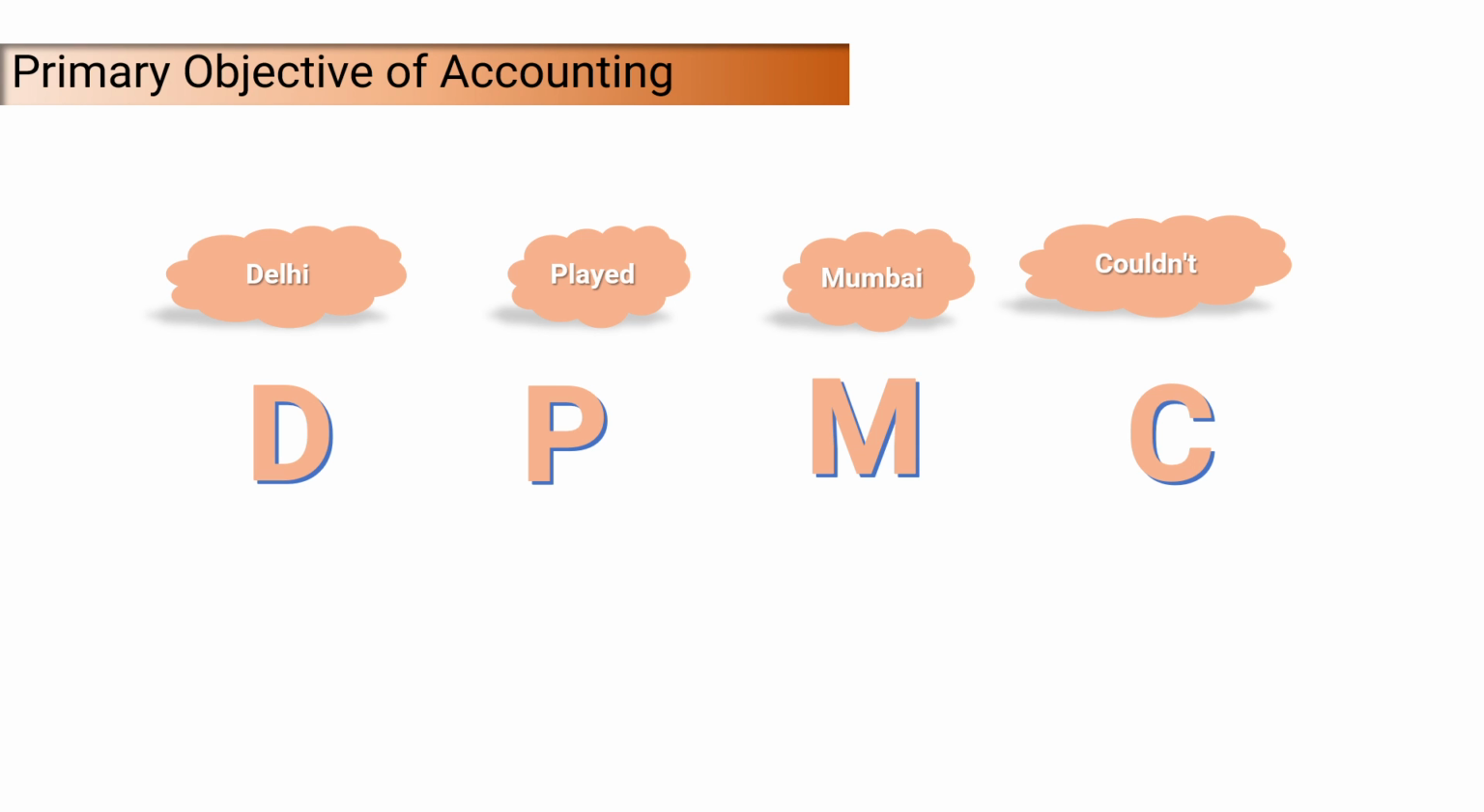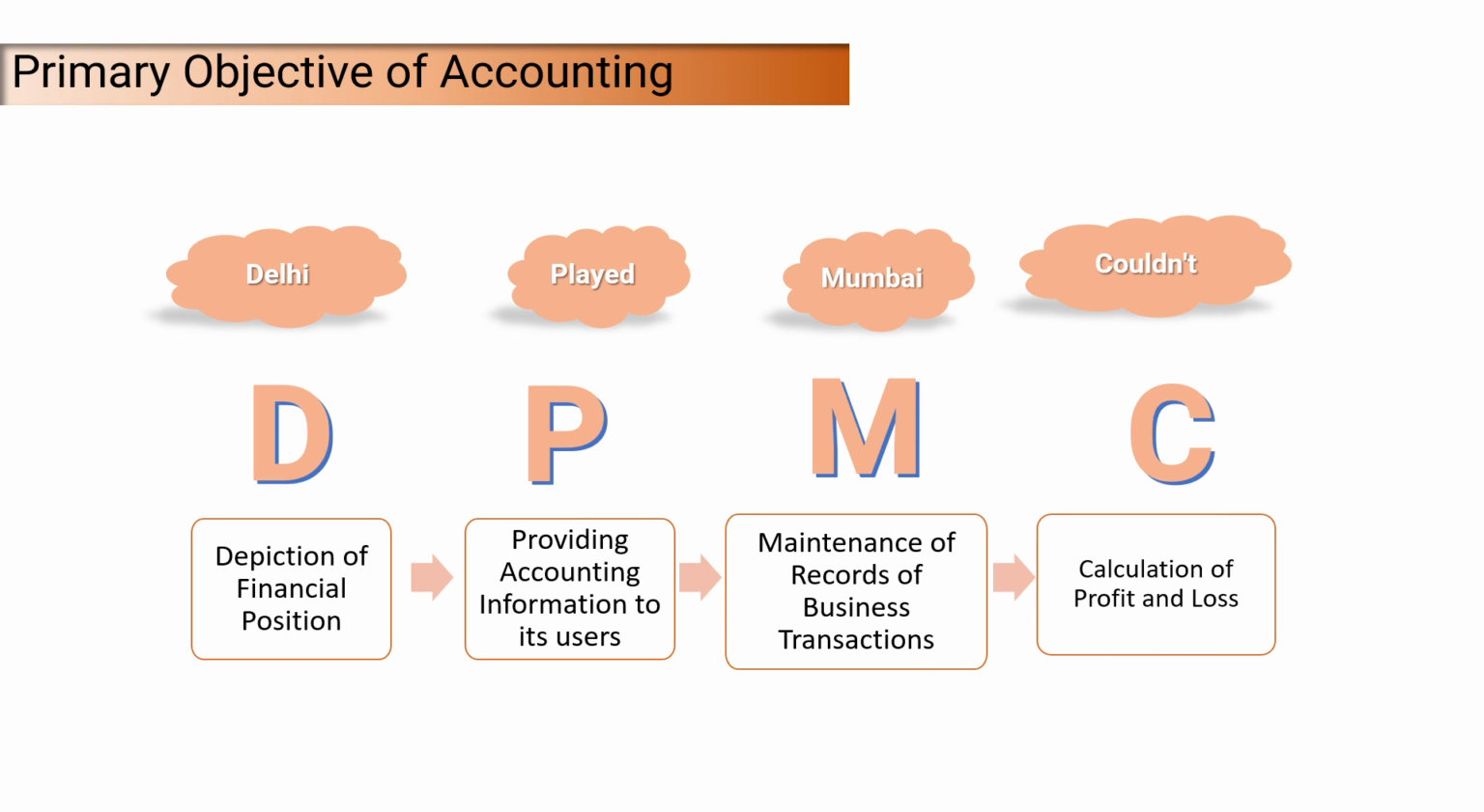Okay, so we learned about what is accounting, wherein we read that I am Royal Challengers: identifying, measuring, recording, communicating. Then the next shortcut was the qualitative characteristic of accounting, which means Rajasthan Royal under construction. Third comes the primary objective of accounting, which means Delhi played, Mumbai could not. Then what does DPMC mean? D is depiction of financial position. P is providing accounting information to its users. M is maintenance of records of business transactions. And C is calculation of profit and loss.